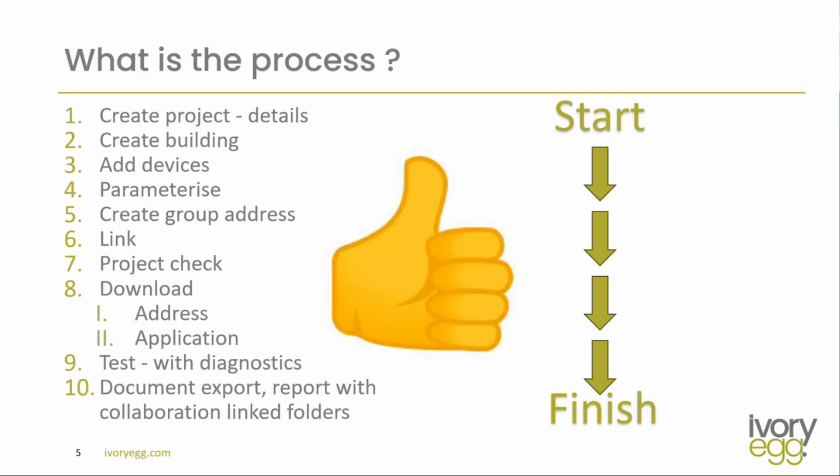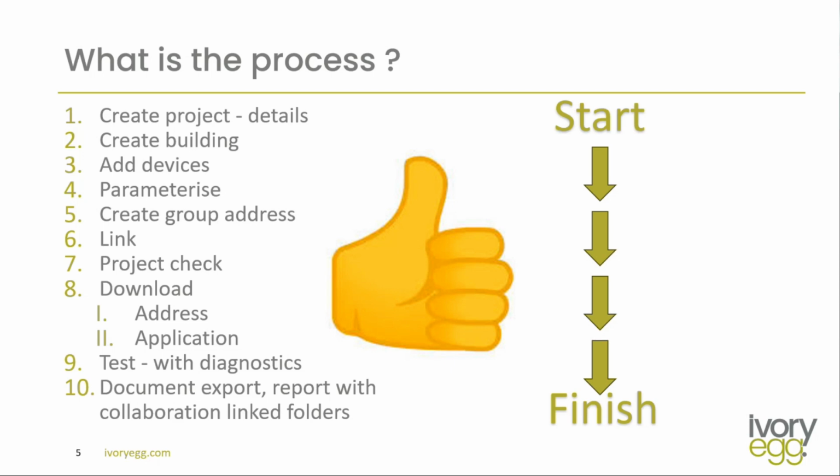So what is the process? Well, we have to create a project, fill in all the details of the project and any details that you might need. Then we have to create a building. Building view is a really nice way to look at a complicated project with many devices. Instead of looking at it on topology, we can go to the actual room. It makes more sense for us to use building view.